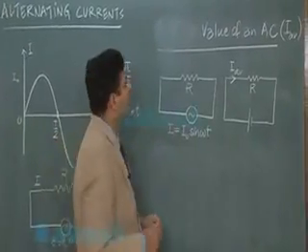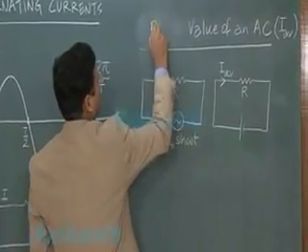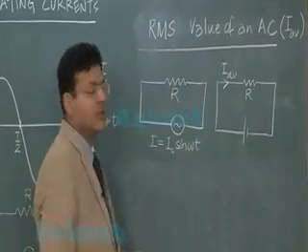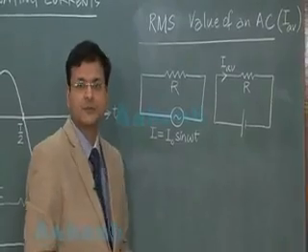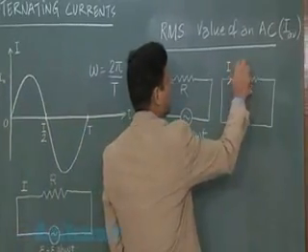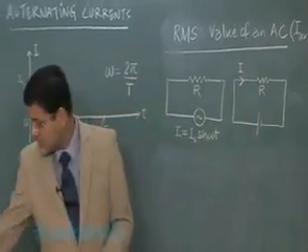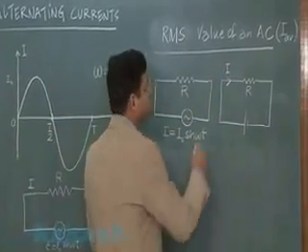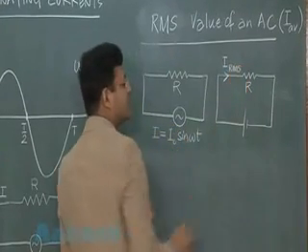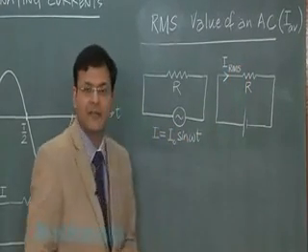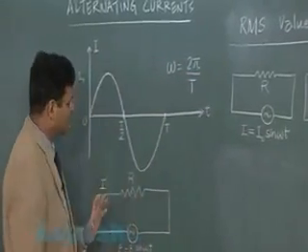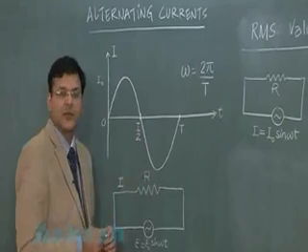Let us define the RMS value. RMS value of an AC. RMS means the root mean square value. Now at this juncture, the method of defining RMS current will follow the same principle as you have for average value. You see, again consider this particular circuit in which an alternating current is flowing.